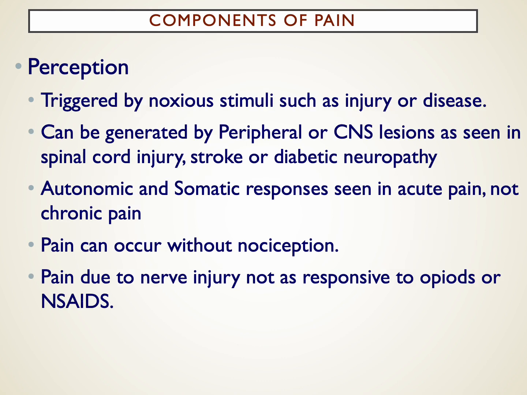Another component of pain is perception and what it is that triggers a patient to have a response. It might be triggered by a noxious stimulus like an injury or a disease, and that can be generated either peripherally or centrally. We see the autonomic and somatic nervous system responses in acute pain. We less likely see those in chronic pain. So in acute pain, for example, most often what we see in autonomic nervous system response is an elevated heart rate, sometimes an elevated blood pressure.